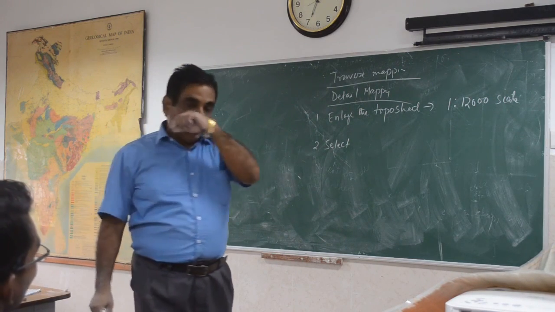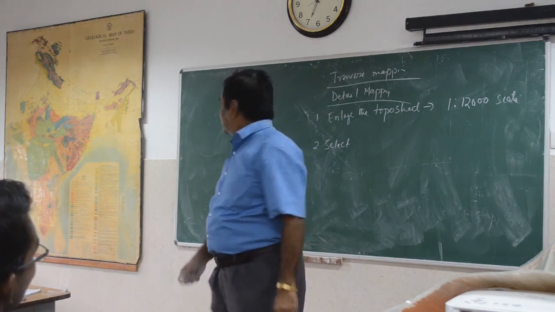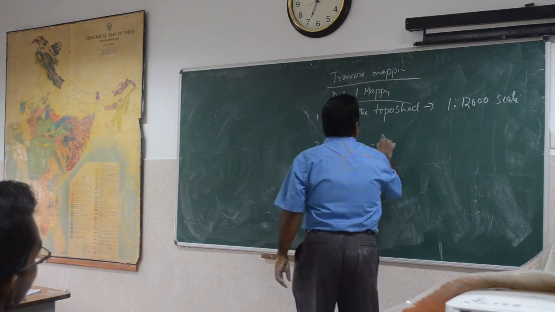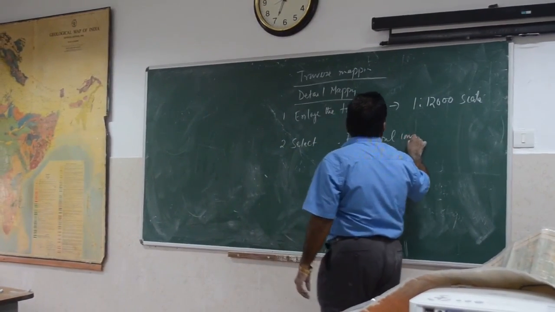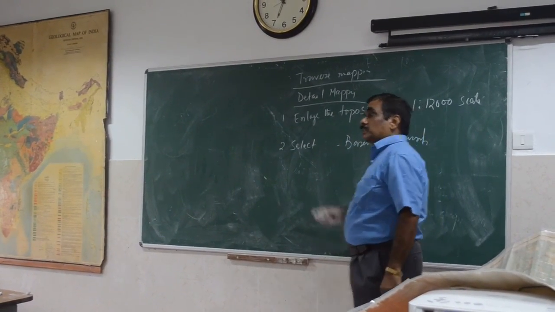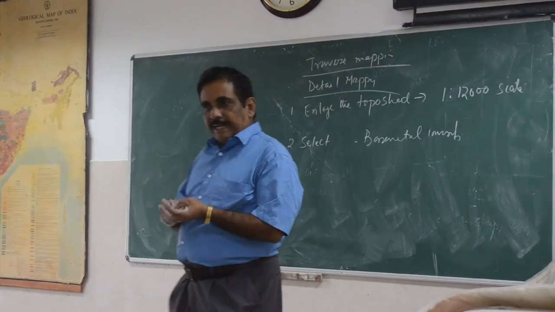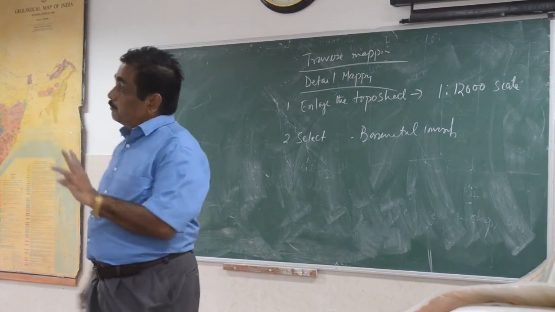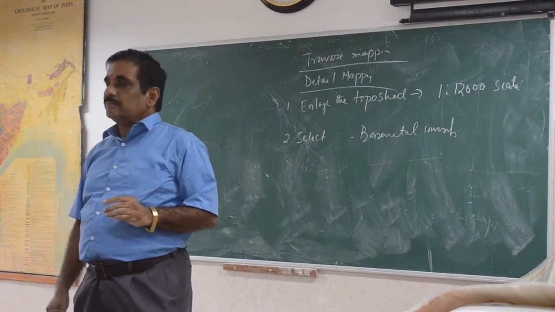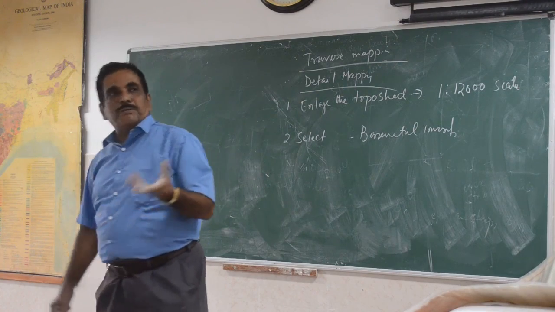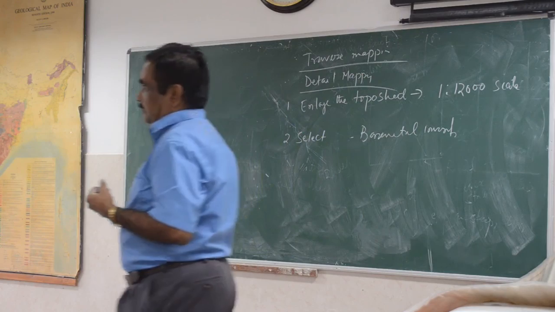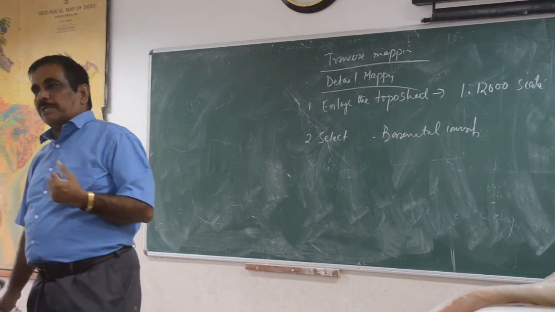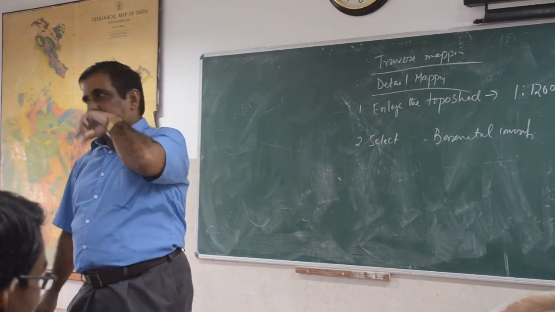Similarly, suppose you are doing a base metal industry. What is the base metal? Base metal industry is sulfides. Copper, lead, zinc. These are the base metal industry. Similarly, suppose you are doing some tin tungsten industry. Tin tungsten is what type of metal? Tin tungsten?